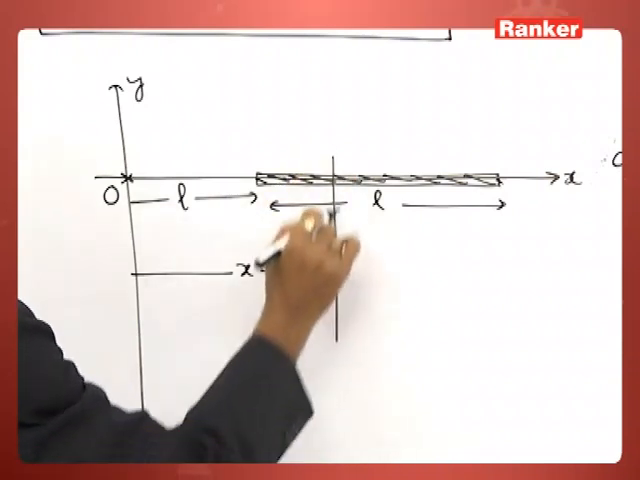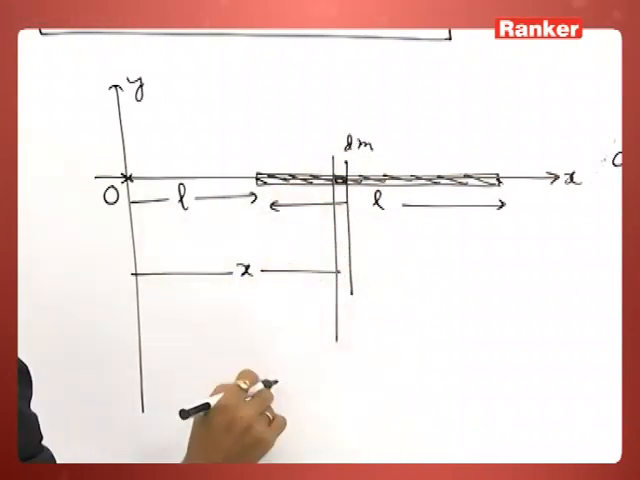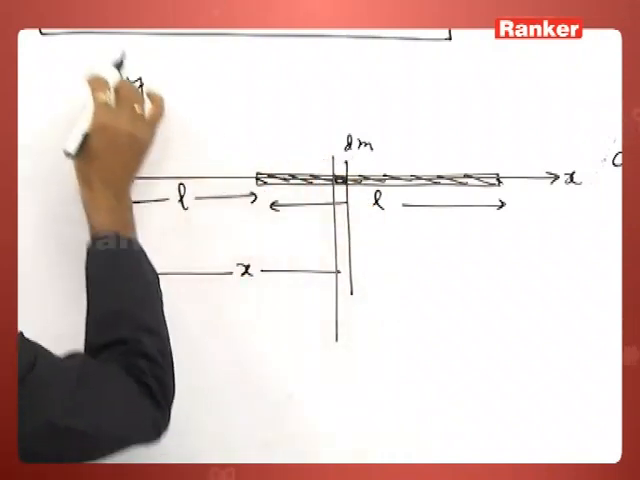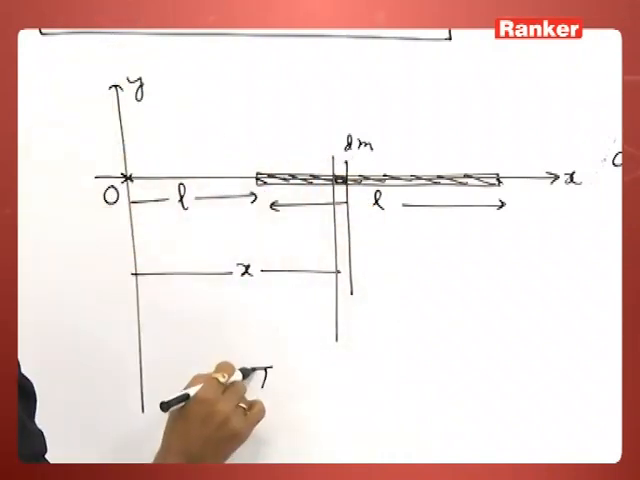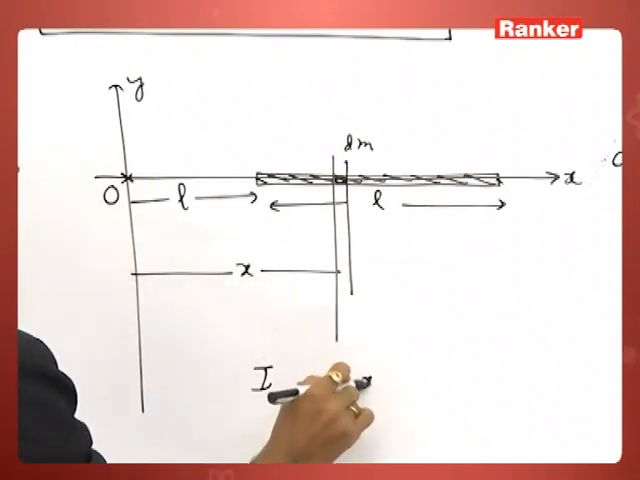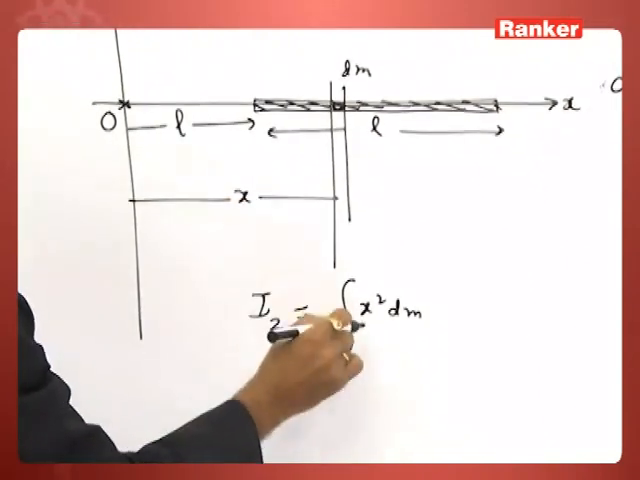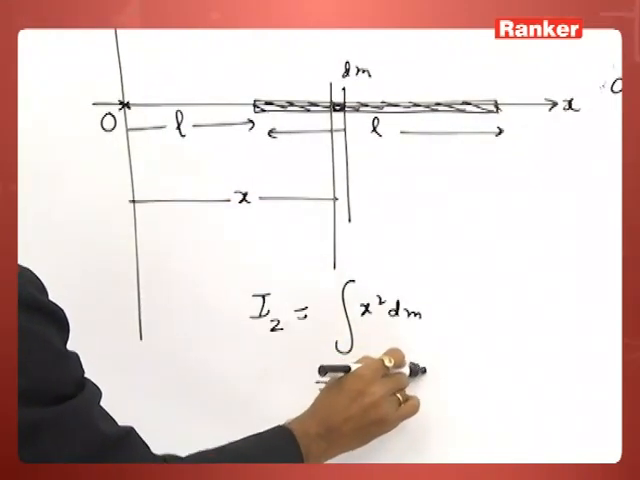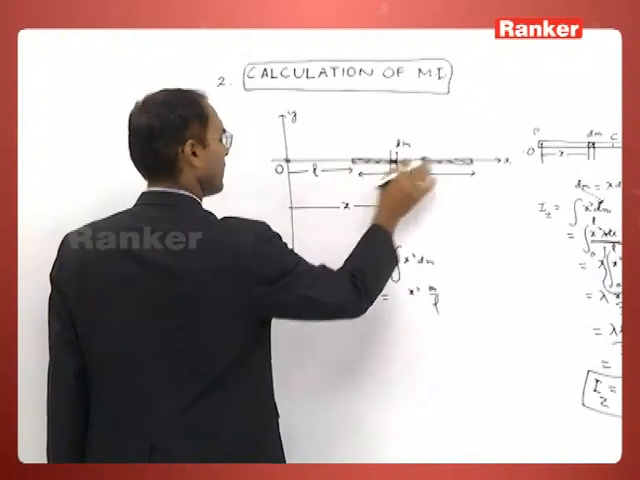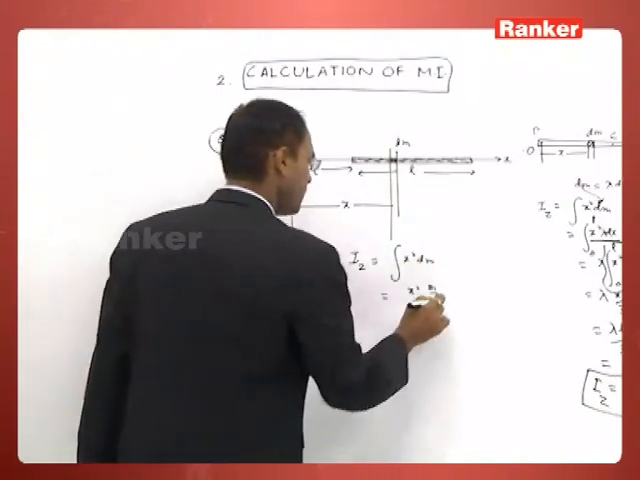Take an element at a distance of x. Its moment of inertia about the y or z-axis is equal to x square dm. Integrate it. dm is equal to total mass by total length of the rod into dx.